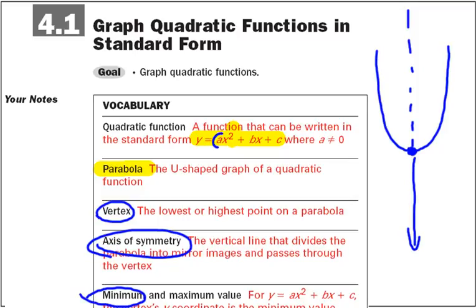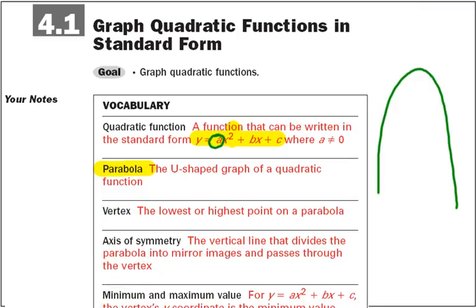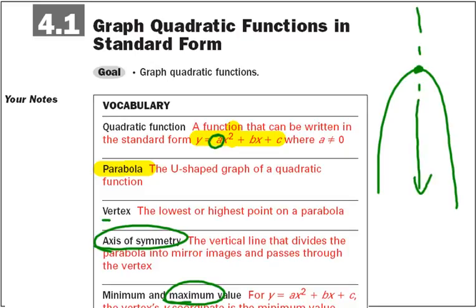If this a term were negative, I would have a parabola that opens down, but instead of having a minimum, I would have a maximum right here. That maximum would still have an axis of symmetry right through the middle, and that maximum would be called the vertex, this point right here.